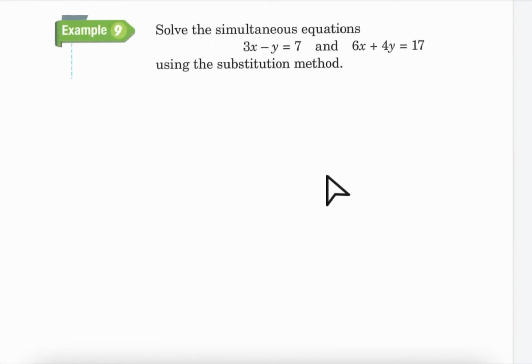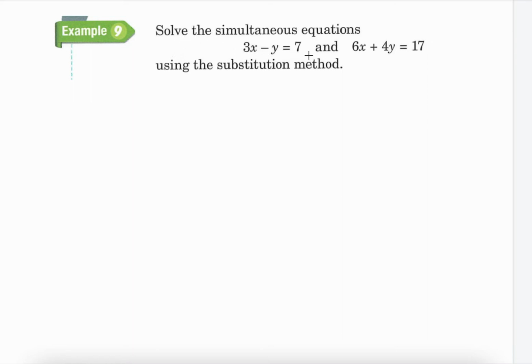So in this example, we again are trying to solve the simultaneous equations using the substitution method. Go ahead and pause the video and try it on your own first. Use your steps, see if you can figure it out on your own first. Okay, so remember our first step is we're trying to find the equation that'll help us isolate a variable easiest.